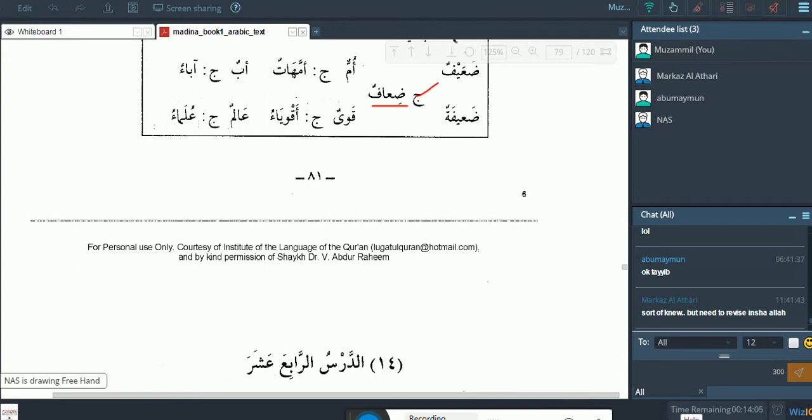نعم بارك الله فيك. So الكلمات الجديدة: ضعيف and ضعيفة. الجمع ضعاف. It's the same for masculine and feminine. And then here are these new words that we already looked at. أم، أمهات. أب، آباء. Two dhammas. آباء. قوي، أقوياء. One dhamma.